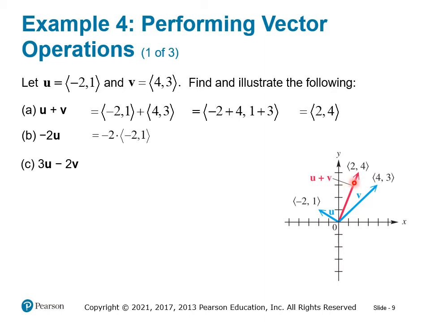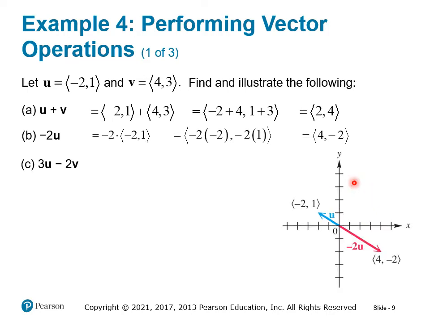For B, as I mentioned, we're just going to multiply x and y by -2, and so we get 4, -2. And here we can see that that really does work out. Here's u, here's -2u. It's directly opposite in direction, and it's twice the length or magnitude of u. 3u minus 2v, this is a little bit more involved. So first we're going to multiply vector u times 3. We're going to multiply vector v times 2, which of course means multiplying each of those vectors' x and y values. And then we're going to subtract those new x values from each other and the y values as well.